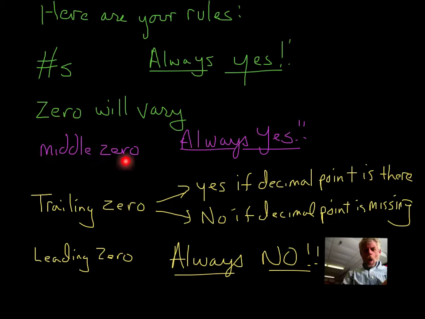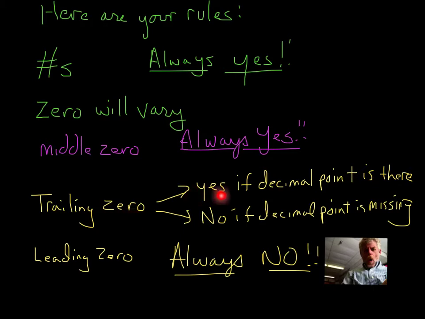It can be a middle zero, meaning it's between numbers. It can be a trailing zero, which means it's to the right of a number. Or it can be a leading zero, which means it's to the left of the numbers. If it's a middle zero, it's always significant. Always.